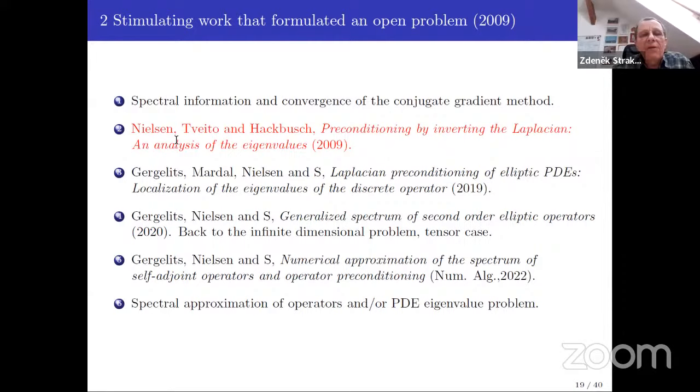So everything started with this seminal paper by Nielsen, Tveito, and Hackbusch from 2009. And also, everything started for me because I didn't know that paper until this 2018 ENUMATH meeting in Bergen, where Kent André Mardal approached me and said, well, you know, I've made some experiments related to that paper, and there is an issue that we are unable to explain. And he gave me the paper and explained the question. That's how our work started. So I will first explain what is the main result in that paper.